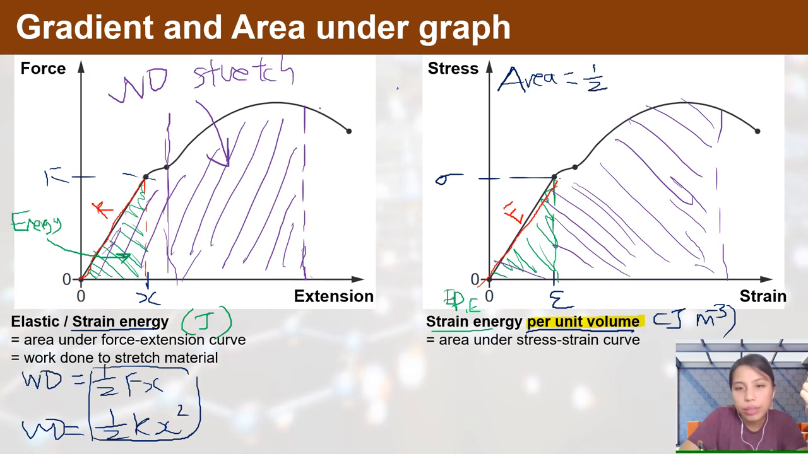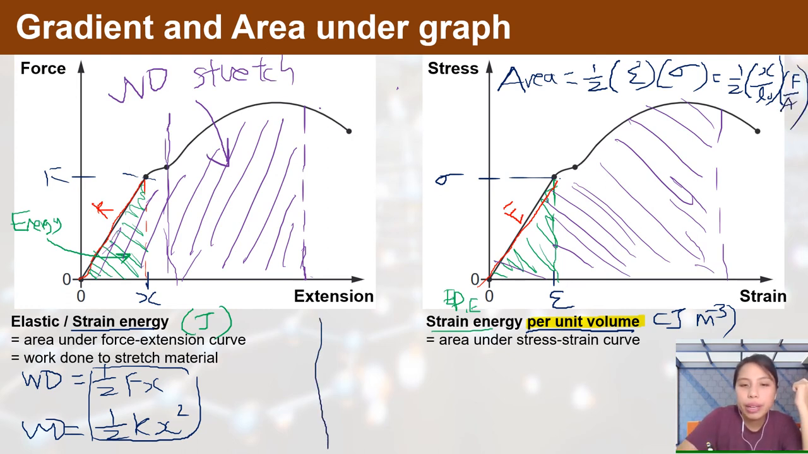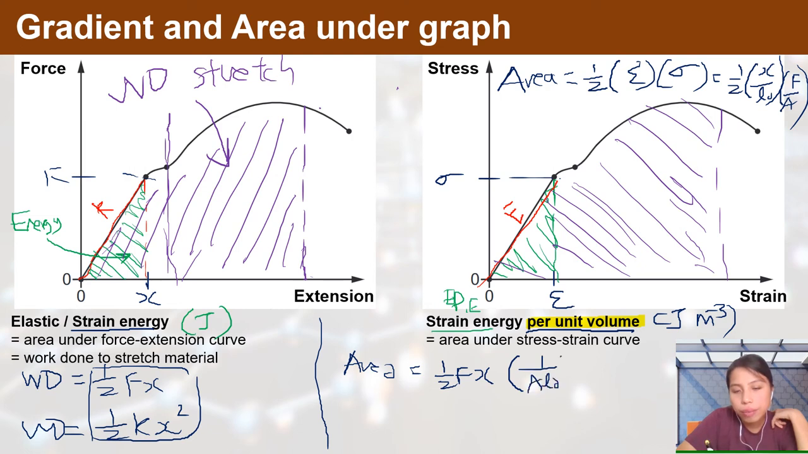So the area will be half times the base, which is the strain, times the stress, that's the area. And if you substitute your values in, what is the strain? Strain is extension over original length, whereas stress is force per unit area. I'm going to skip down to the middle part here because there's no more space up there. So continuing, the area is then half Fx. It's basically half Fx times 1 over A times L. This is just rearranging the one from up here. And that is basically half Fx times 1 over V.